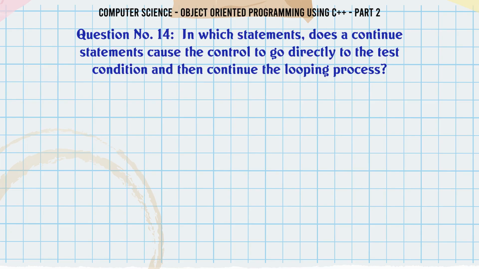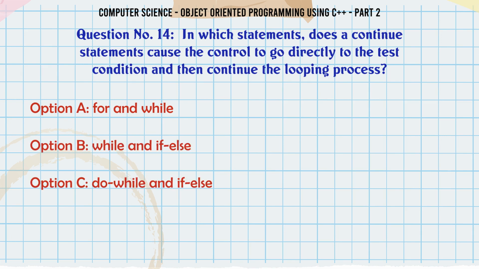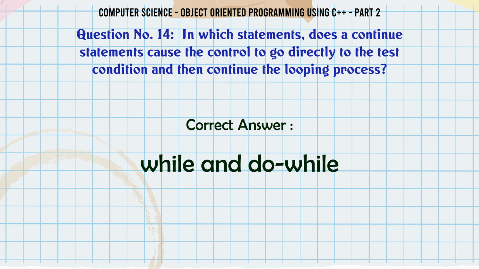In which statements does a continue statement cause the control to go directly to the test condition and then continue the looping process? A. for and while, b. while and if else, c. do while and if else, d. while and do while. The correct answer is while and do while.